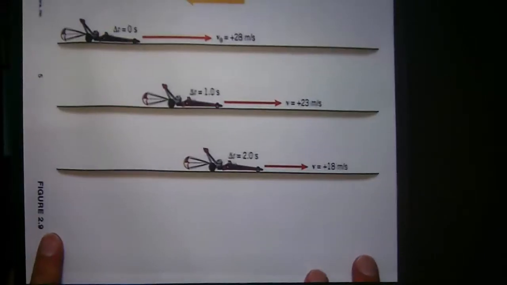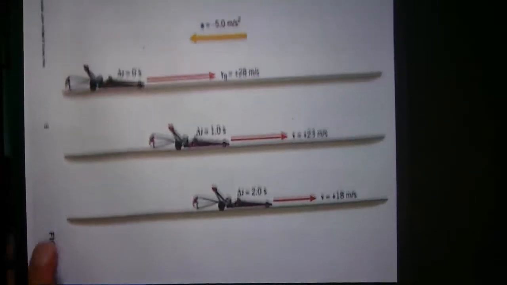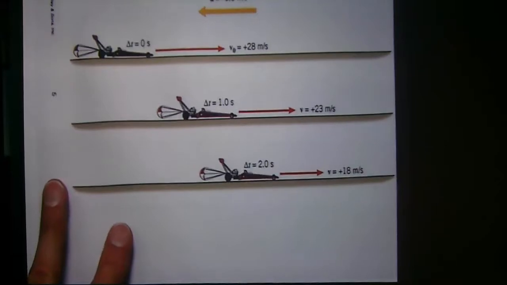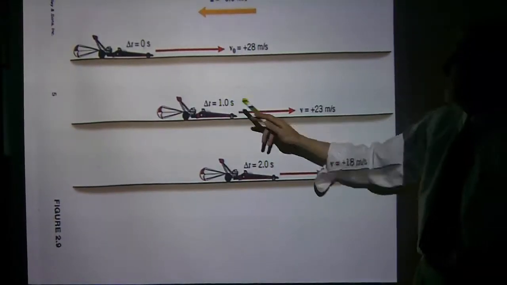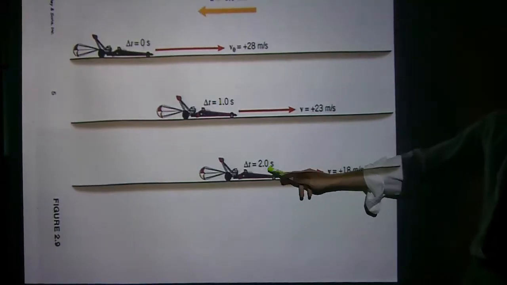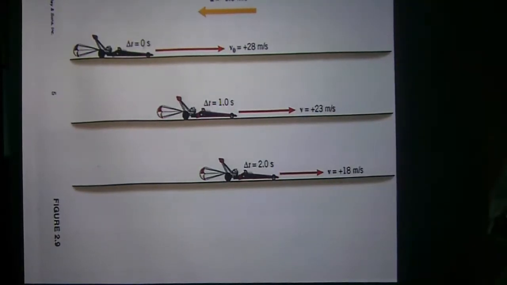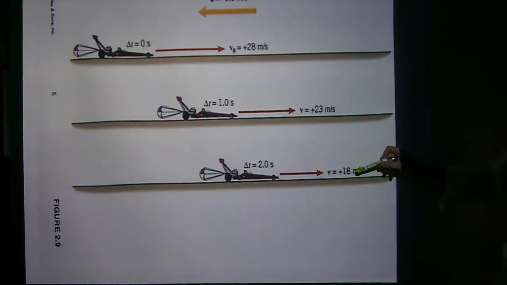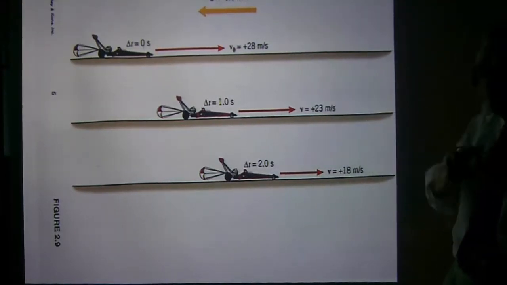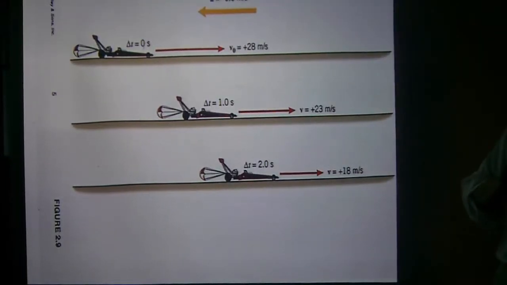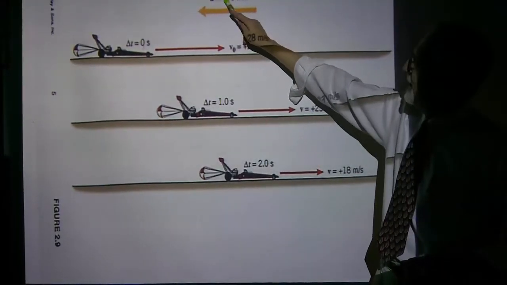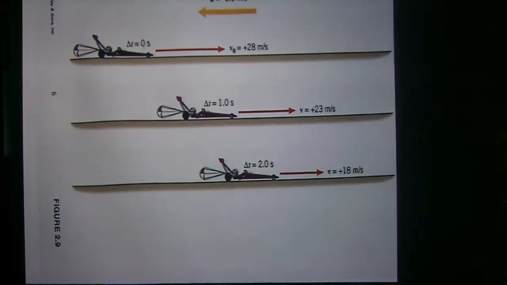Let's take a look at one more. Here we go. Here is a car slowing down because of the influence of a parachute. What do we have? Initially at t equals 0, it's going at 28 meters per second. 1 second later, it's going at 23 meters per second. After 2 seconds, it's going at 18 meters per second. What's the acceleration? Well, 18 minus 28, that's negative 10. Over 2 seconds, negative 10 divided by 2 is negative 5. We end up with an acceleration of negative 5 meters per second squared.